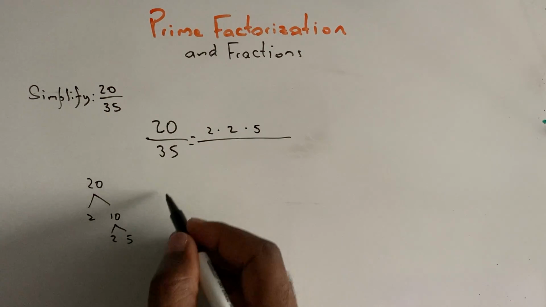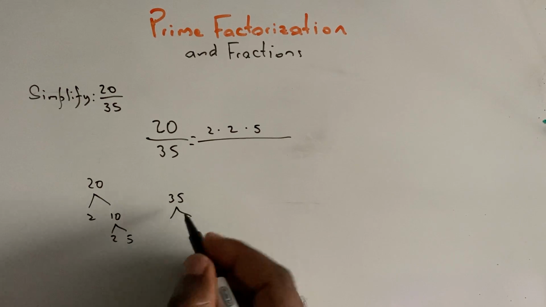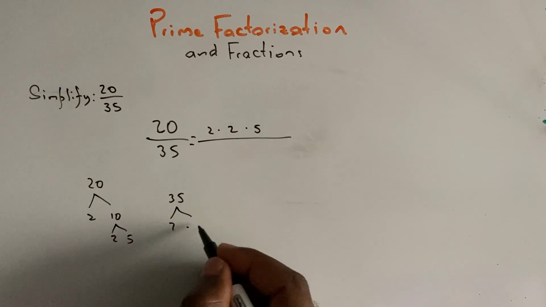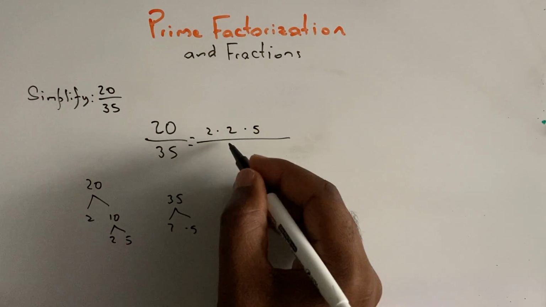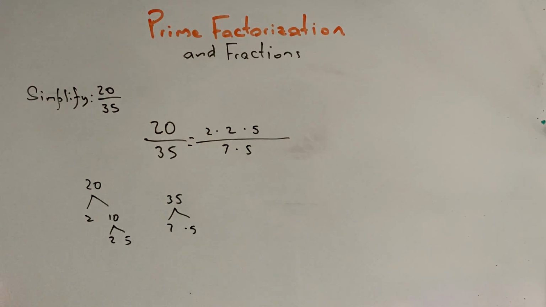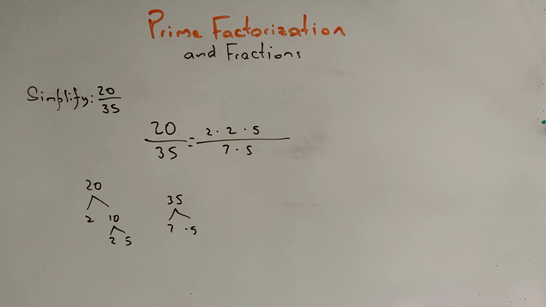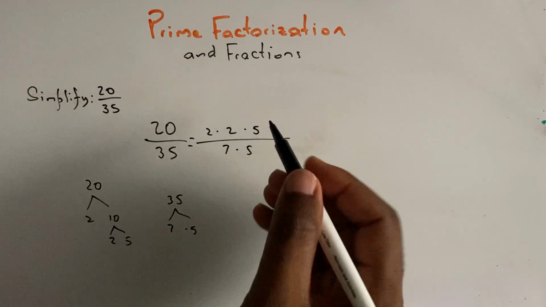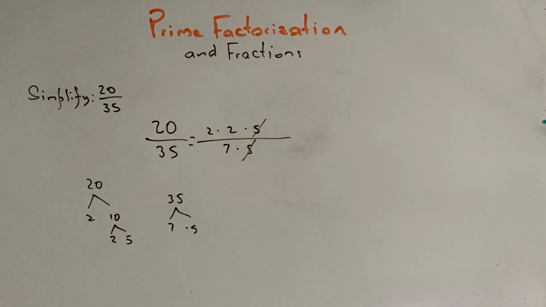Okay, how about 35? Well, we can do the same thing for 35. That would be 7 times 5, right? Because 7 times 5 is 35. So I put 7 times 5 right here. Well, now all you gotta do is simplify or cancel out like terms, right?